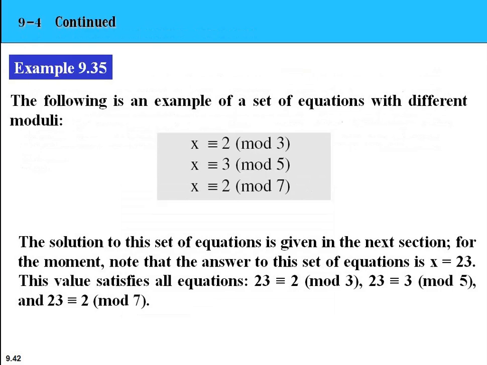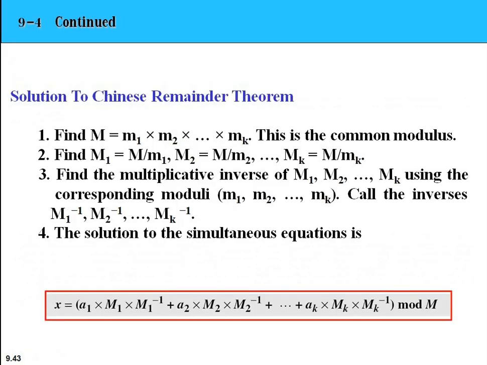Here is an example of the Chinese remainder theorem. Suppose we need to find the value of x, where x is congruent to 2 mod 3, x is congruent to 3 mod 5, and x is congruent to 2 mod 7. These 3, 5 and 7 are relatively prime to each other. So let us try to solve these equations.